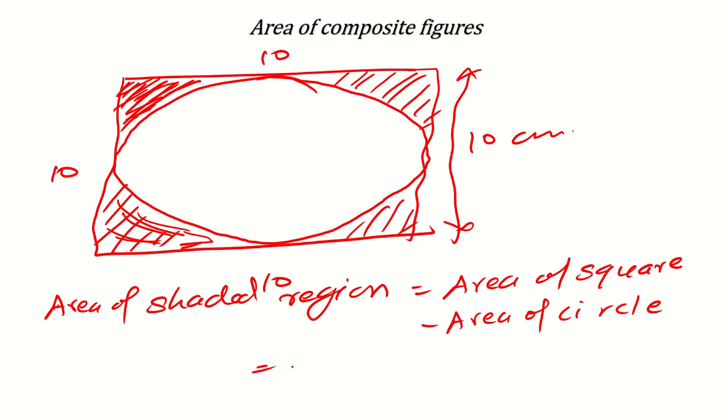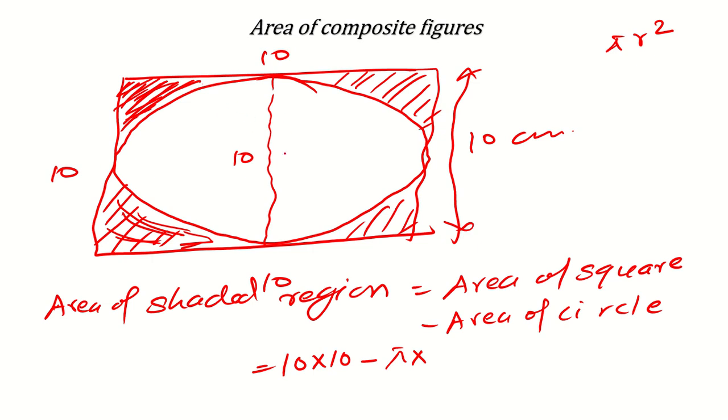Area of square is what? 10 multiplied by 10. And area of circle is what? Pi r square. So the formula is pi r square. What is the value of r? Is it 10 centimeter? Did you say yes? No, because this 10 is the diameter.